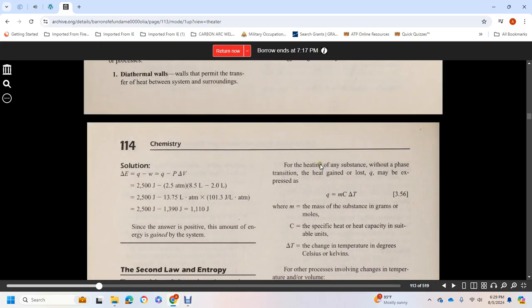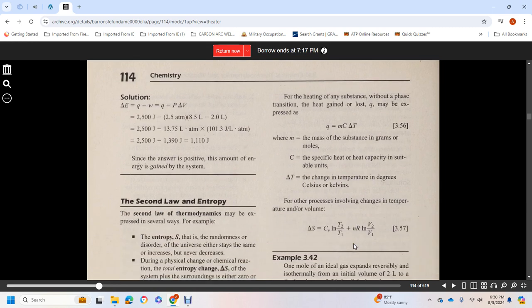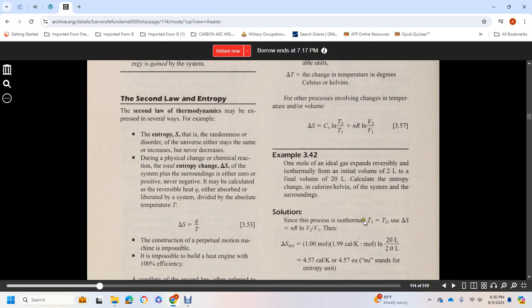For heating any substance without a phase transition, the heat gain or loss, Q, may be expressed as the mass of the substance in grams or moles times the specific heat capacity in suitable units, times the change in temperature in degrees Celsius or Kelvin. For other processes involving a change of temperature or volume, the entropy change is equal to the specific heat times the natural log of temperature 2 over 1, plus the gas constant times the natural log of volume 2 over volume 1.